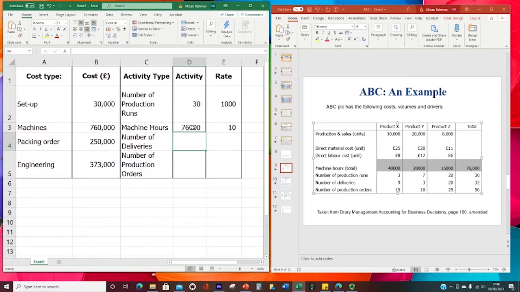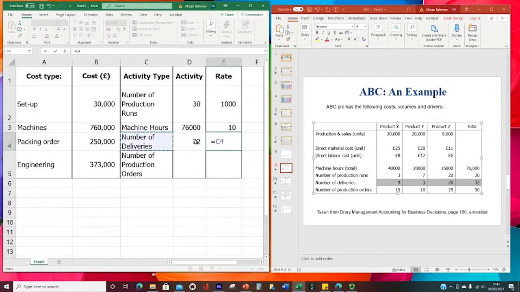Next one is packing order. So these are dispatching, preparing for a dispatch, that kind of cost. The total money we spent on maybe staff and packaging material was 250,000. And if you look at the number of deliveries, we had 32. So these are the total number of activities, the drivers, and the cost per driver in this area is 250 divided by 32. So we get 7,812 pounds and 50 pence.